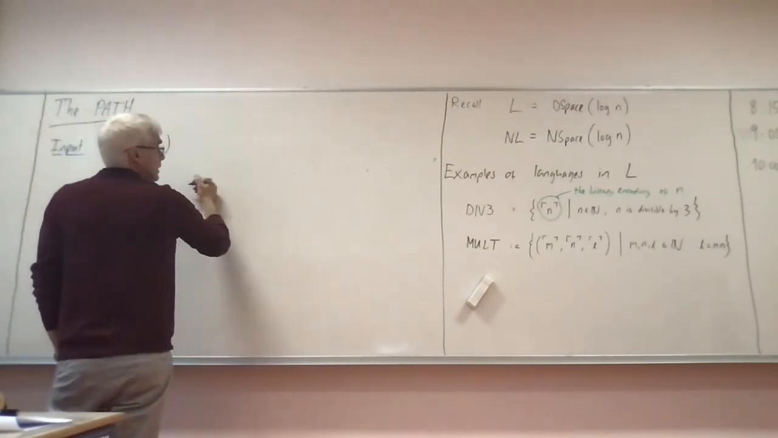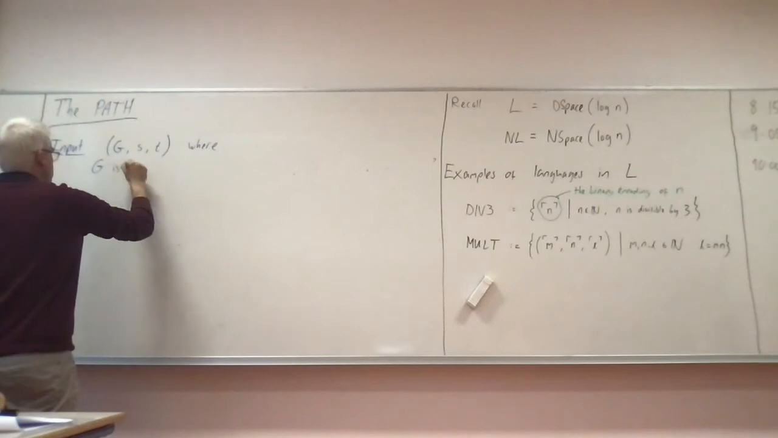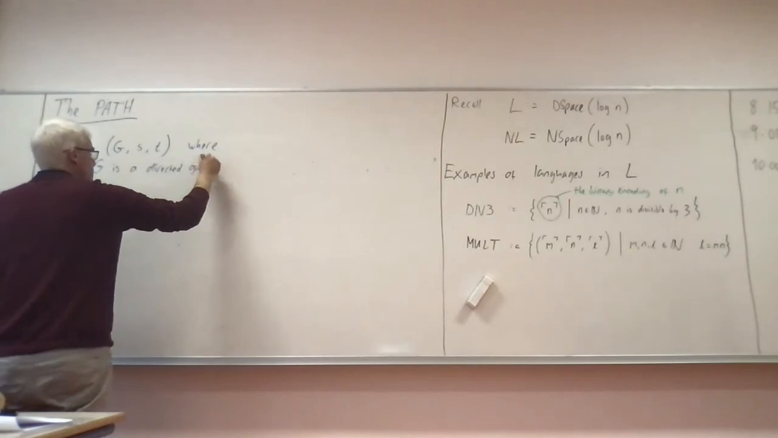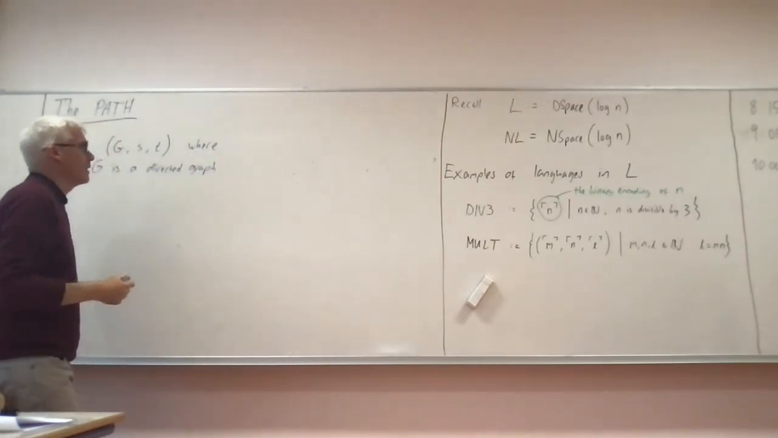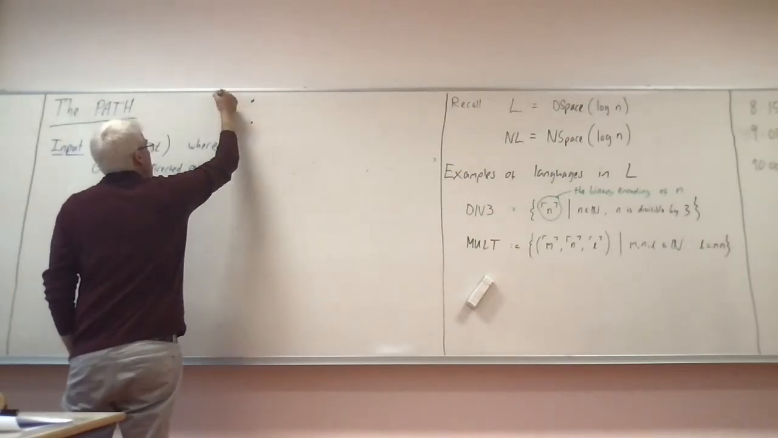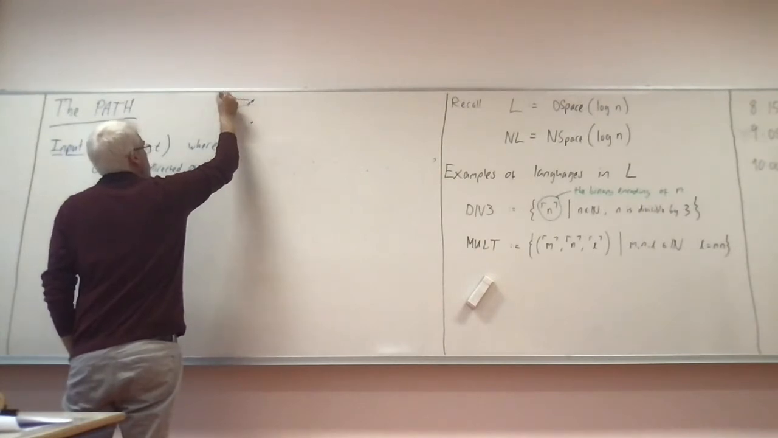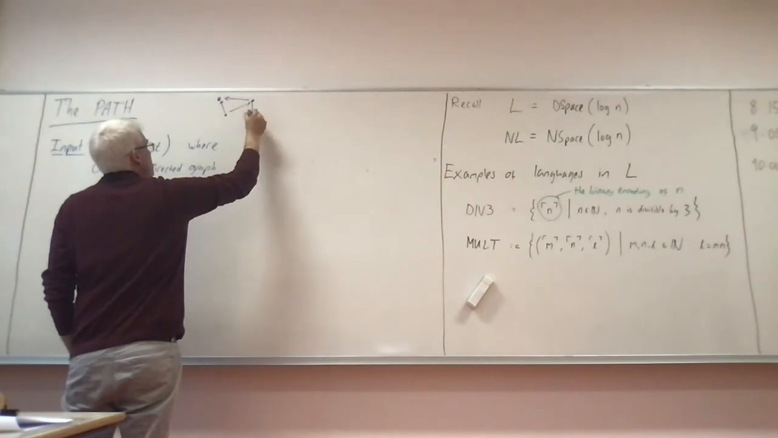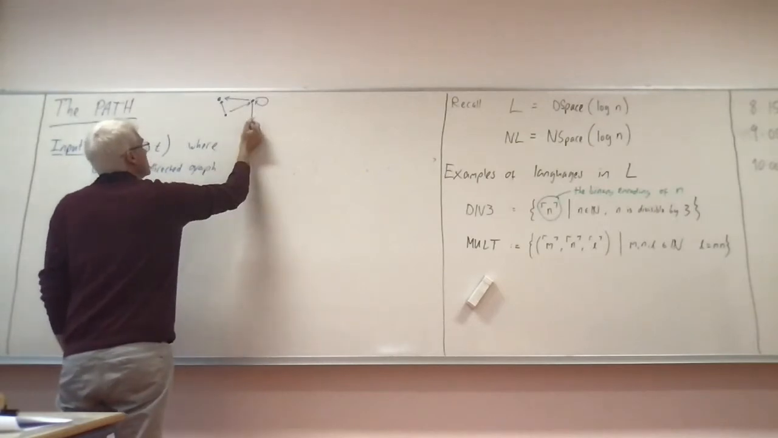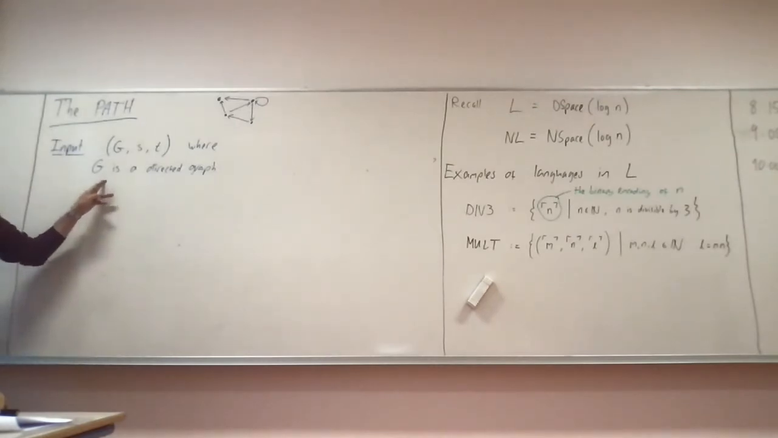where G is a directed graph. So that's simply a set with a binary relation on it. But you can think of it as a set of vertices, I mean, we've met the concept before, a set of vertices with arrows between them. And now you can come back to the same place, for example. And S and T are two vertices in the graph.